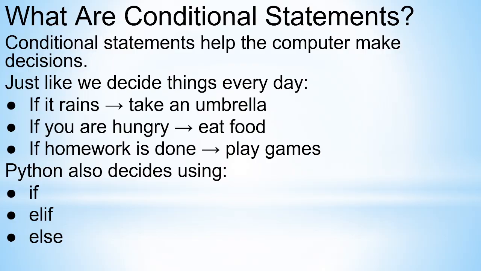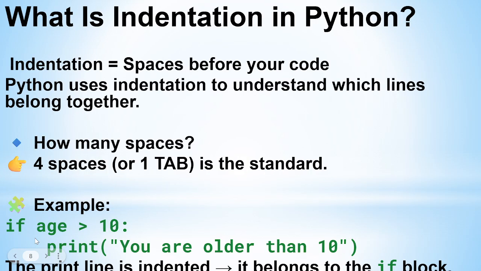Then after that we learned about conditional statements. Conditional statements mean based on some conditions we perform something. If this condition is true, then do this; if it is false, then do something else. If we want to give multiple conditions, we use elif. At last we use else: if none of the conditions match, we show this last part. Then we also saw indentation.